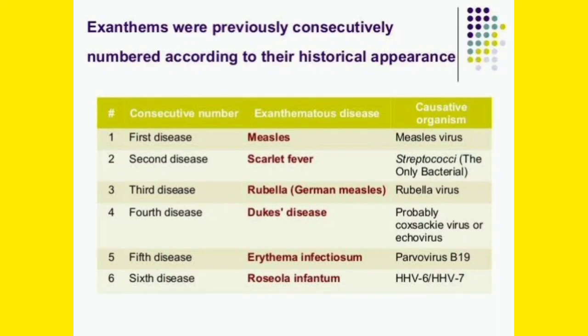And sixth disease. On the sixth day, what will you do? You give the child a rose. So roseola infantum. It is caused by herpes virus. Remember, the last one is caused by herpes virus. Herpes 6 and 7, mainly 6 and 7. You can remember 6 and 7. Herpes 6 and 7 cause roseola infantum.